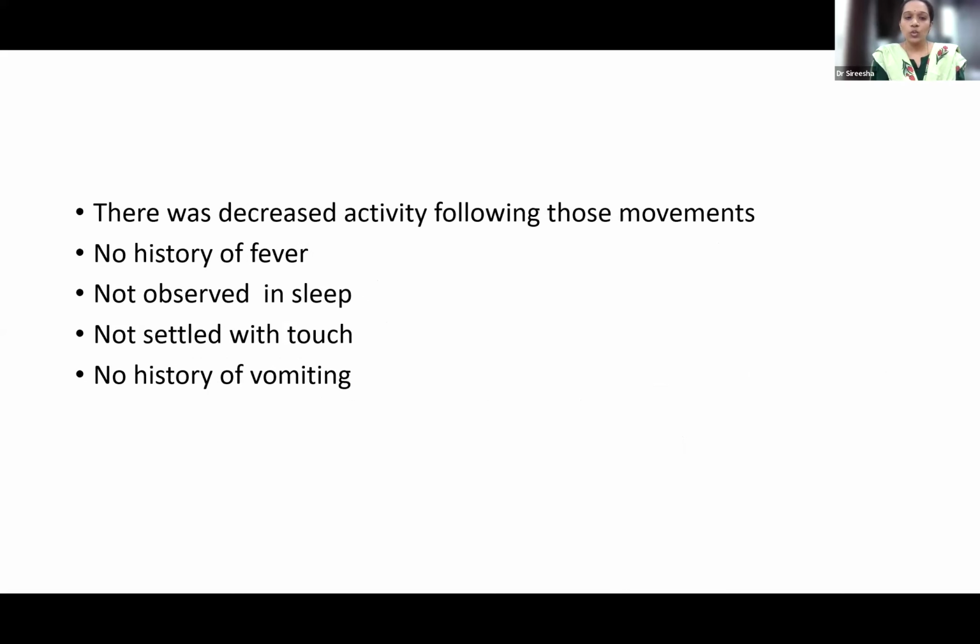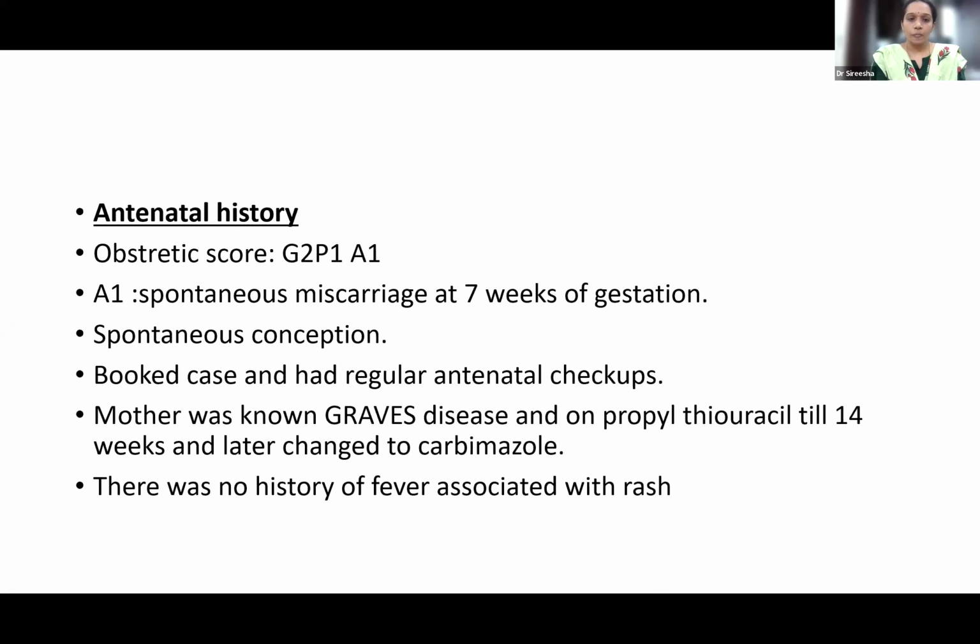During these movements, as I said, there was no history of fever, and these movements were never observed during sleep, and they were not settling or coming down with touch, and they are not stimulus sensitive, and there was no history of vomiting. Coming to antenatal history, it was gravida 2 para 1. The first one was a spontaneous miscarriage at 7 weeks of gestation.